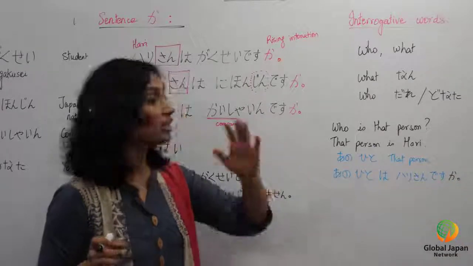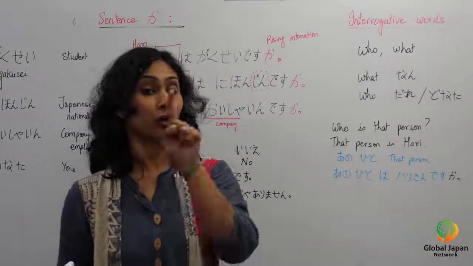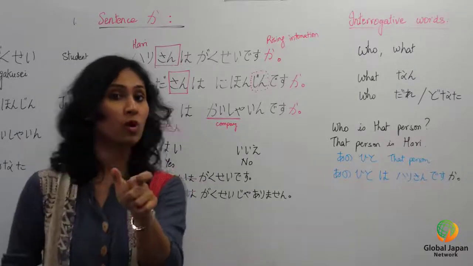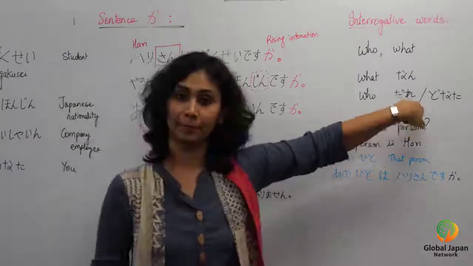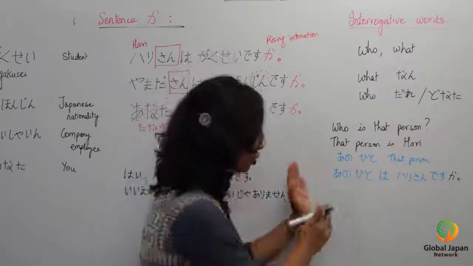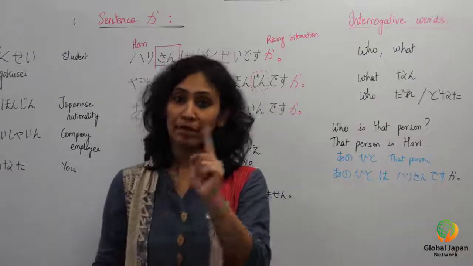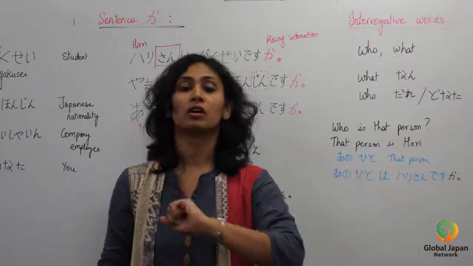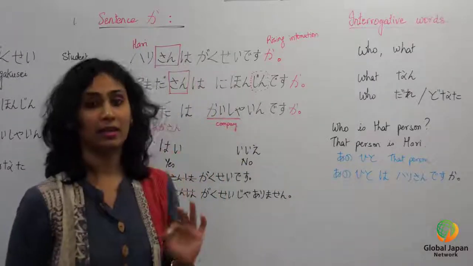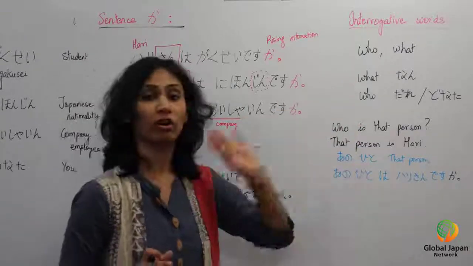But here we do not know the name of the person. We are not asking, is he Hari-san? That's not our question. Our question is, who is that person? Who? And the word for who is dare. Now dare, where are we going to put it? Are we going to change the word order? No. To make a statement into a question, word order does not undergo a change. It's the same. Only thing is, wherever the answer is supposed to come, we will be putting the interrogative word.